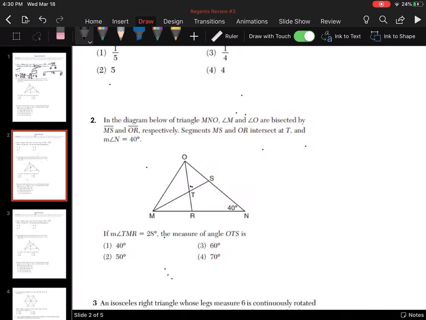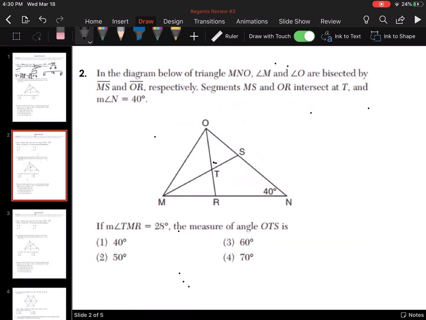Question number 2. Okay, we have another triangle here. Again, don't forget to read what's above the picture. Okay, we have a triangle, and it says that angle M and angle O are bisected by MS and OR. So that's extremely important. I'm going to zoom in here while I mark it up. Not sure why it's not letting me zoom in. Okay, so I'm just going to mark it up like this. So we know that this angle here is the same as that one there, and this angle is the same as that angle. Okay, not the best markups, but it will do.